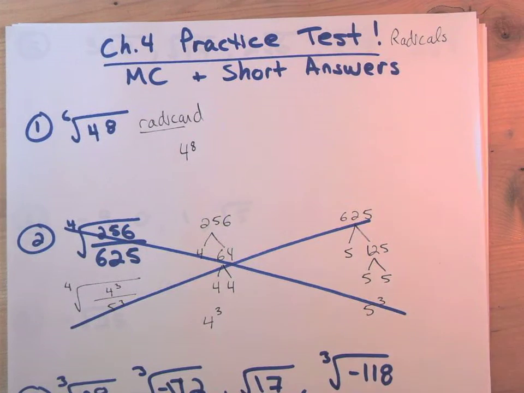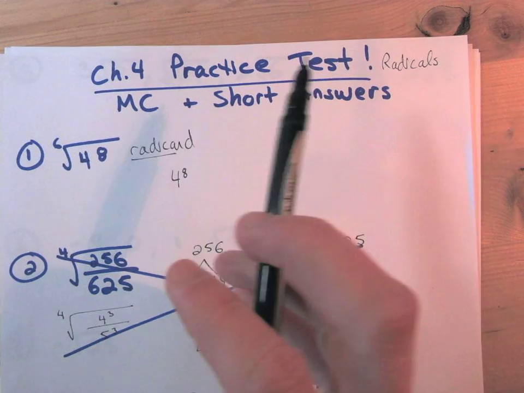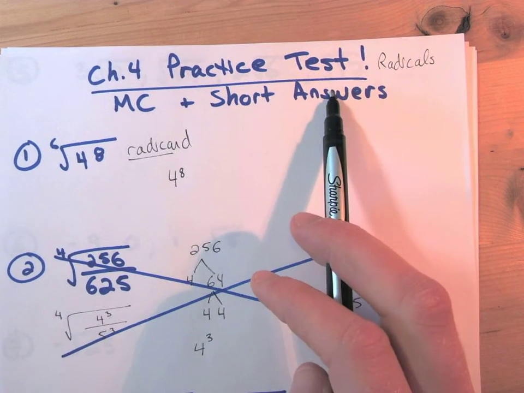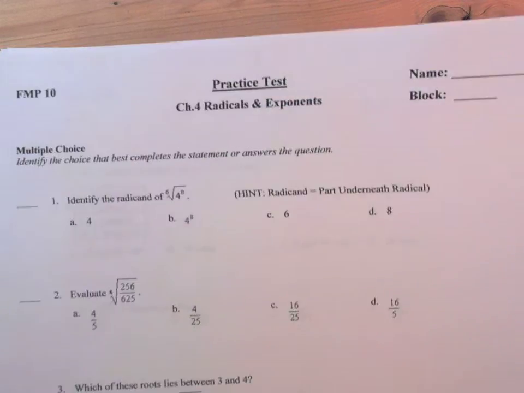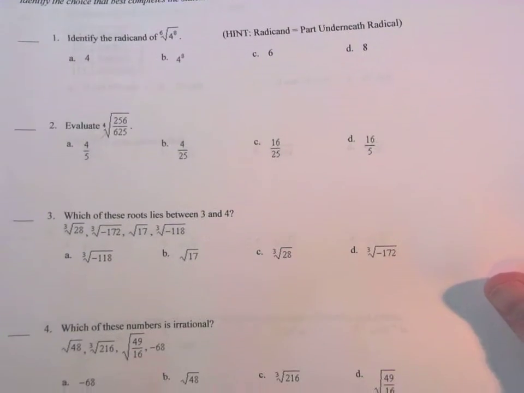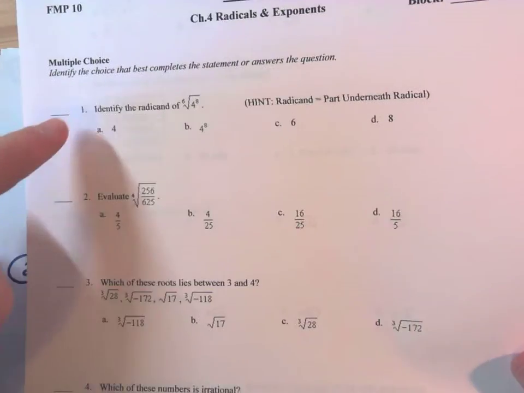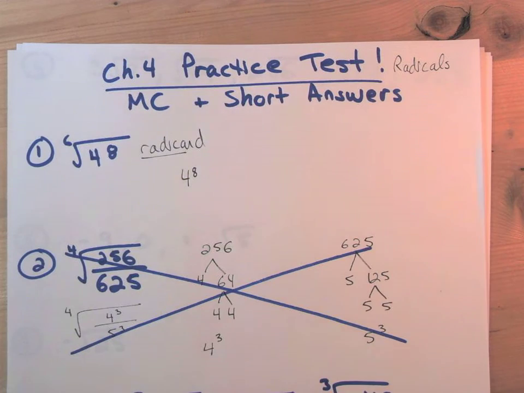Alright, good morning. So right now I'm going to go over the Chapter 4 practice test multiple choice section and the short answer section of radicals. So your practice test looks like this. That's what I'm going to be going through each of the questions, but I'm going to write them bigger and write them on this blank paper instead.